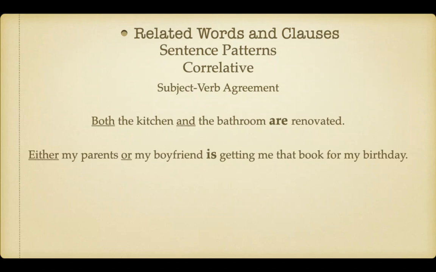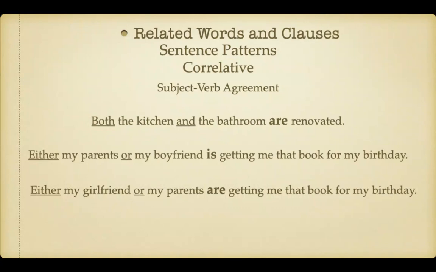And in this case, because it's a singular boyfriend, we want to make sure that we use "is" and not "are." Here's another. Either my girlfriend or my parents are getting me that book for my birthday. In this case, parents is closest to the verb, so it needs to be the plural verb "are."